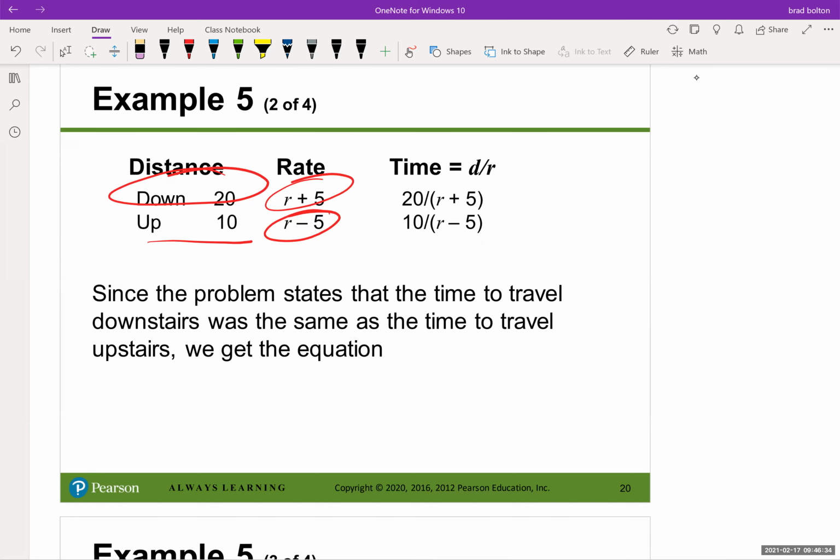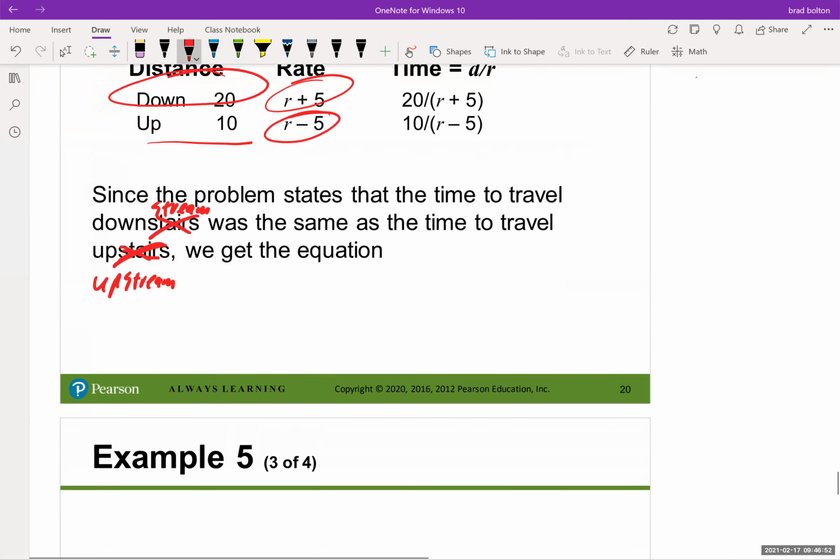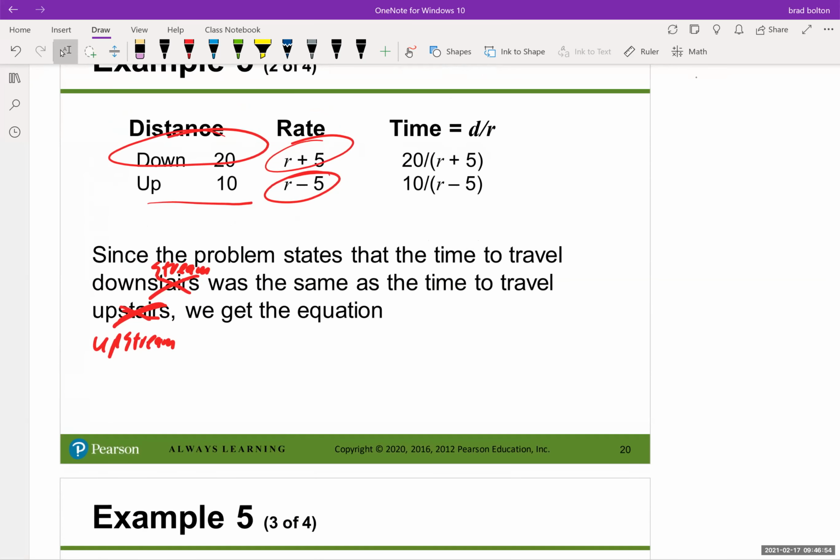Since the problem states that the time to travel downstream was the same as the travel upstream, so this must be a spell check in the wording. So this is upstream. We get the equation. So here's what we're going to do. We know that distance equals rate times time, okay? But the fact that they said the same amount of time means that both of them equal the same time. So I'm going to solve distance over rate equals time. I'm going to solve for time.